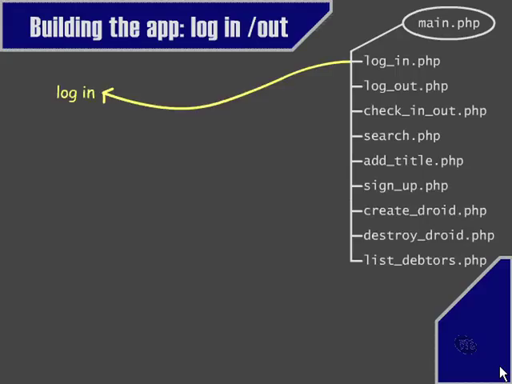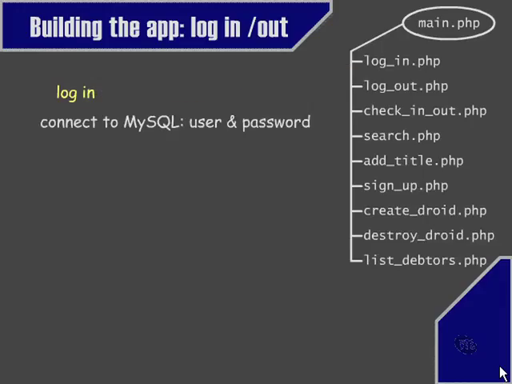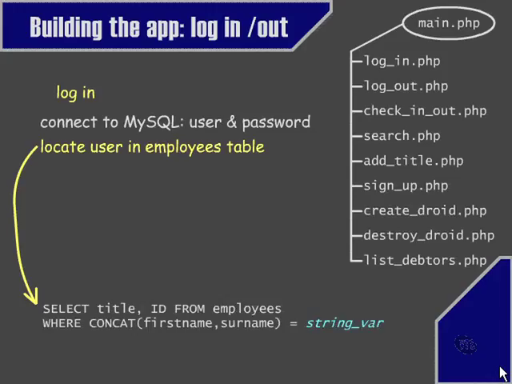Our login script, login.php, does a number of things. It has to connect to MySQL, and it has to locate the user that's been specified in the employees table. To connect to MySQL, we simply use the PHP mysql_connect function. To locate the user in the employees table, however, we have to actually submit an SQL query using our PHP script. And the query is something like this.